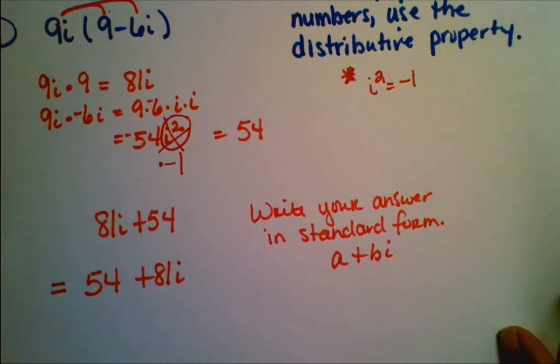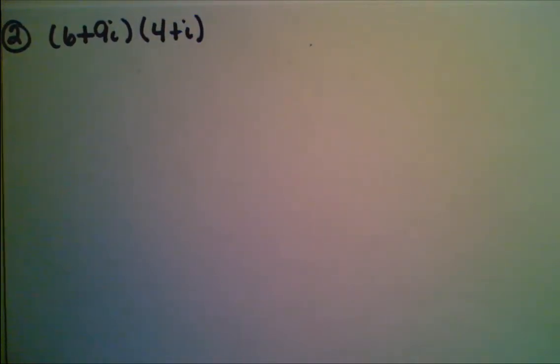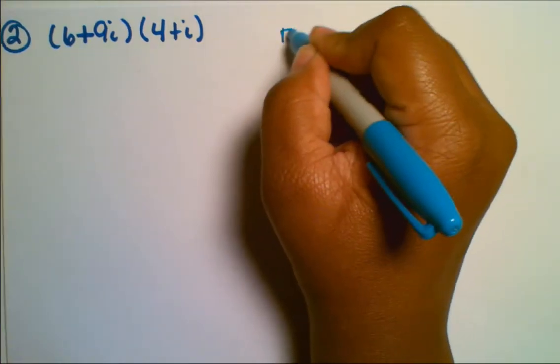Next example. We have 6 plus 9i times 4 plus i. All right, so we're going to multiply the two complex numbers together, but what method are we going to use because we have two binomials? We're going to use the FOIL method.